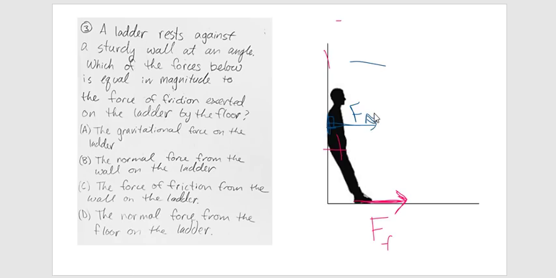This is just one that's good to act out, either in your mind, or if you have to get up and go act it out, that's fine too. So let's look. The gravitational force of the ladder? Nope, not that one. The normal force from the wall on the ladder? Probably that one. Let's double check. The force of friction from the wall on the ladder? No, because friction would be pushing your shirt up or down. It works the other way. The normal force of the floor on the ladder? No, because that would be going up this way. Again, the wrong direction. So yeah, it's B.